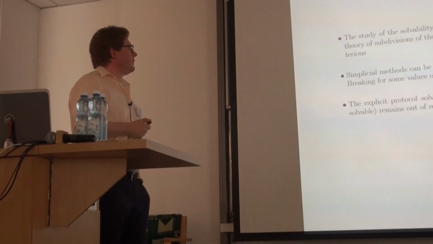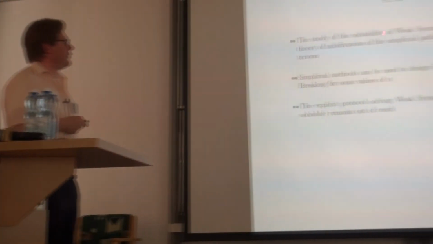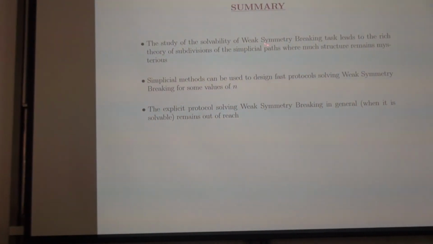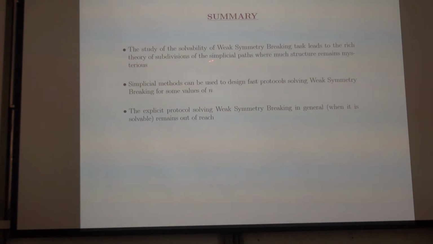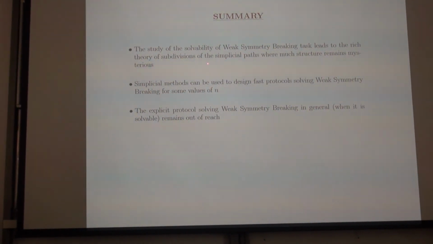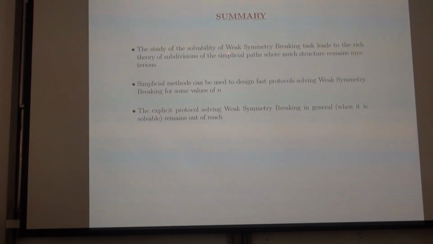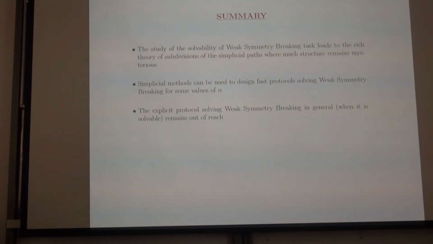So I'll summarize: the study of this one specific task, the weak symmetry breaking task, leads to the rich theory of subdivisions. Like I say, it's a combinatorial topology where a lot of structure is floating around. We know which structure is relevant and which is not. We're trying to understand the relevant structure for the computational task, and we can't understand it beyond a certain point. It's too complex.